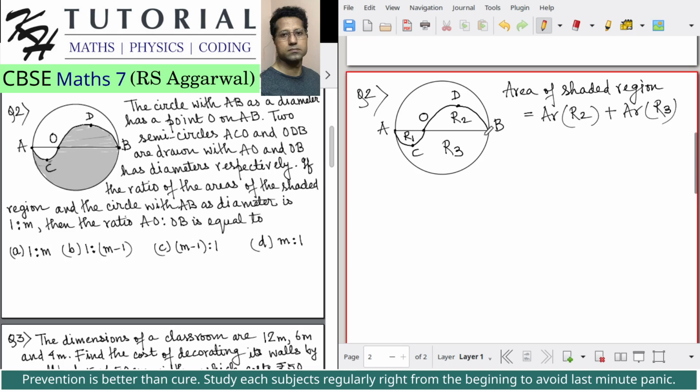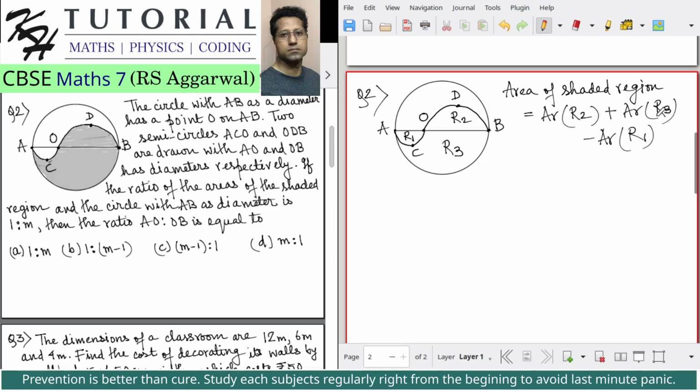Area of R3. Now let's consider area. Let's consider R3 to be the lower semicircle with AB as diameter. So the area of the shaded region will be area of R2 plus area of R3 minus the area of the semicircle ACO, that is area R1. So this is the area of the shaded region. We have to find this.